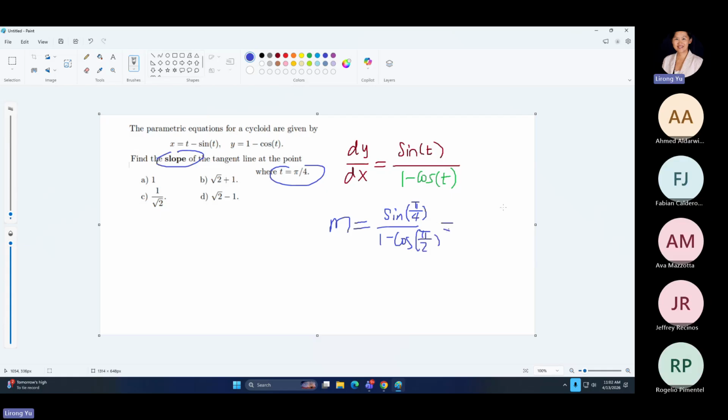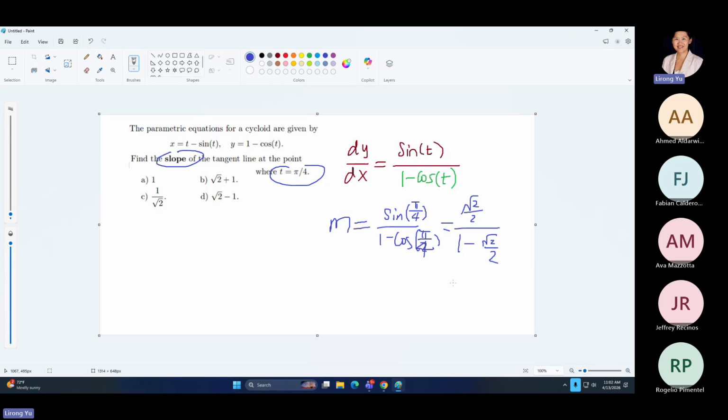Okay. Sine pi over 4 and cosine pi over 4 both equal root 2 over 2. So we have root 2 over 2 in the numerator, and 1 minus root 2 over 2 in the denominator. All right, so this doesn't match any of the answer choices yet, but starting here is the evaluation.